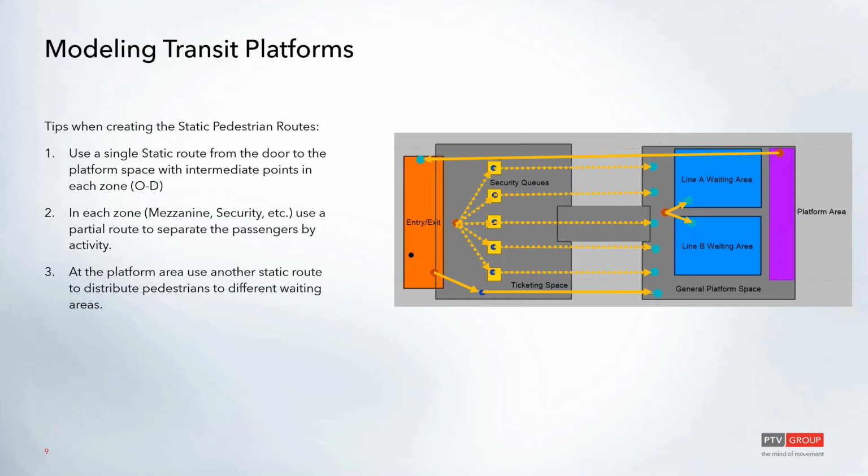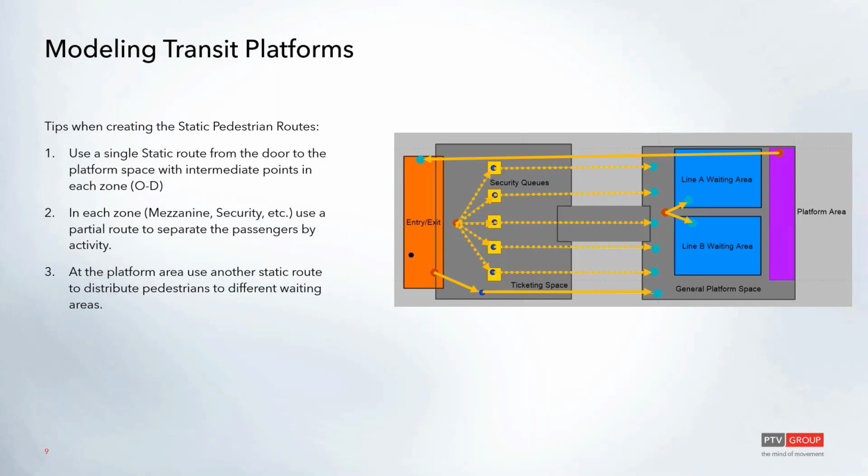And then within each zone, we recommend using partial routes rather than other static routes, just because the static route will control the major flows, and then the partial routes will control the intermediate activities that they have to do.